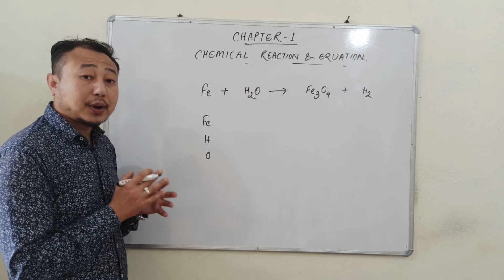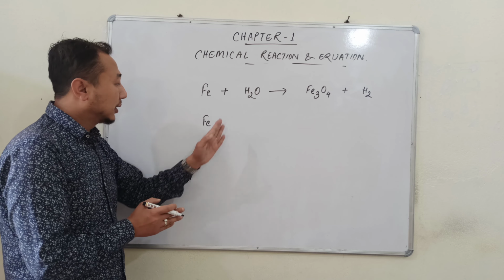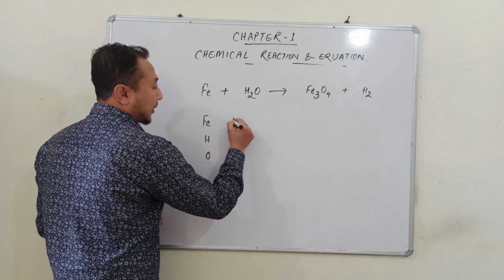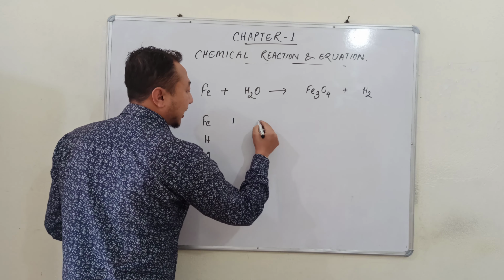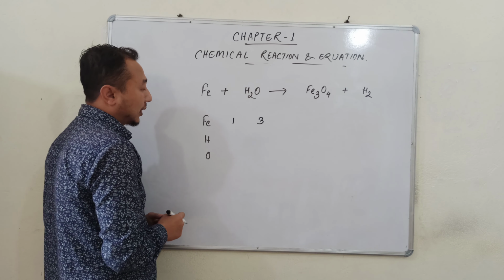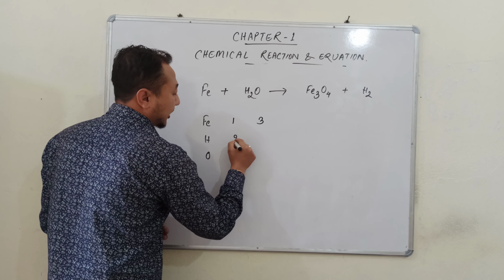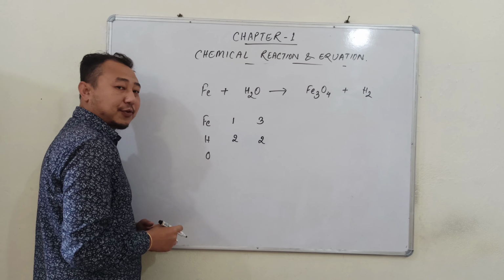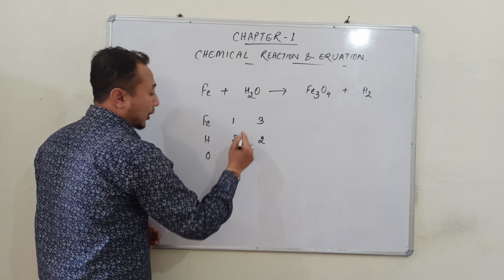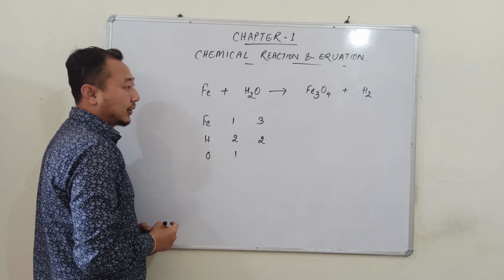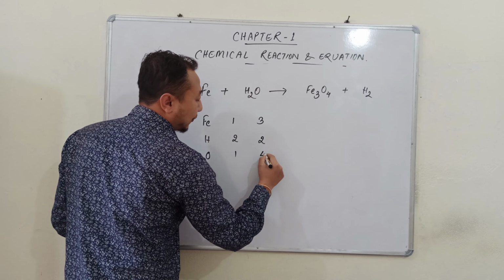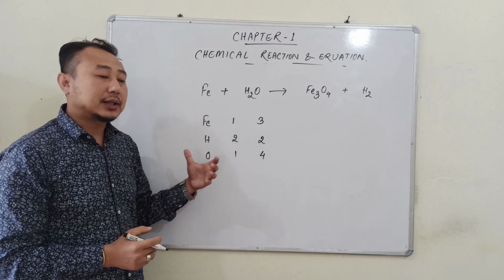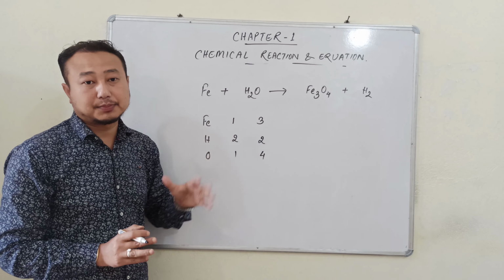After this, we are going to write the number of atoms of these elements on the reactant and the product side separately. So for iron, on the reactant side, 1 atom is used, and on the product side, 3 atoms of iron are formed. For hydrogen, 2 atoms of hydrogen are used on the reactant side. On the product side, 2 atoms of hydrogen are formed. For oxygen, there is only 1 atom of oxygen on the reactant side, but on the product side, there are 4 atoms of oxygen. So in this way, we have written down the number of atoms of each and every element on the reactant and the product side.